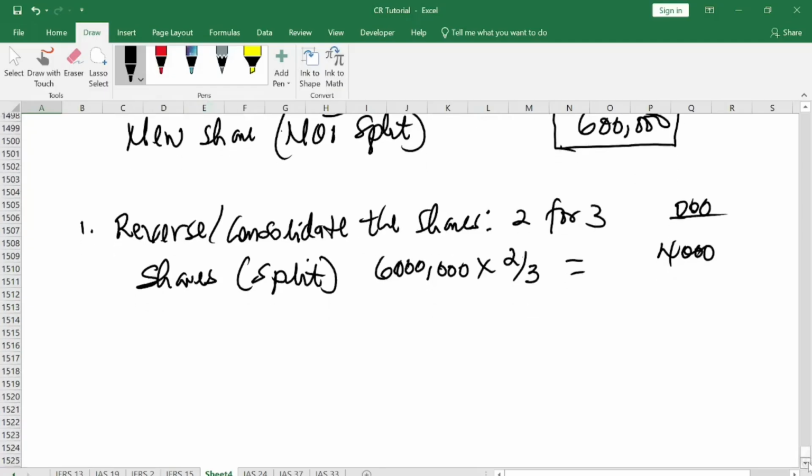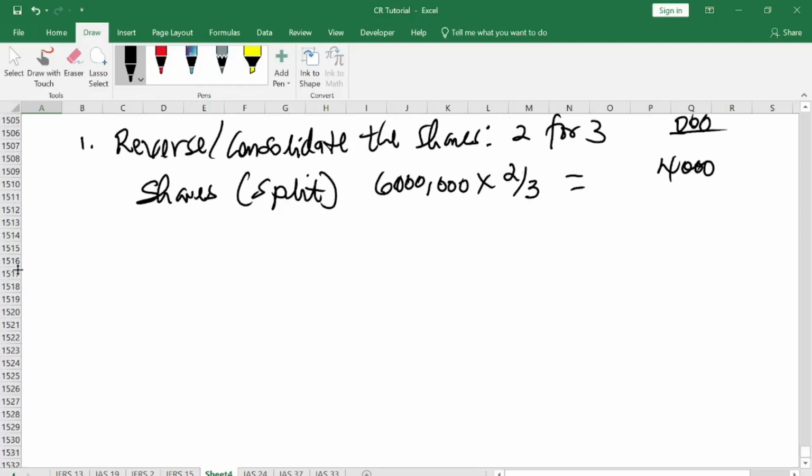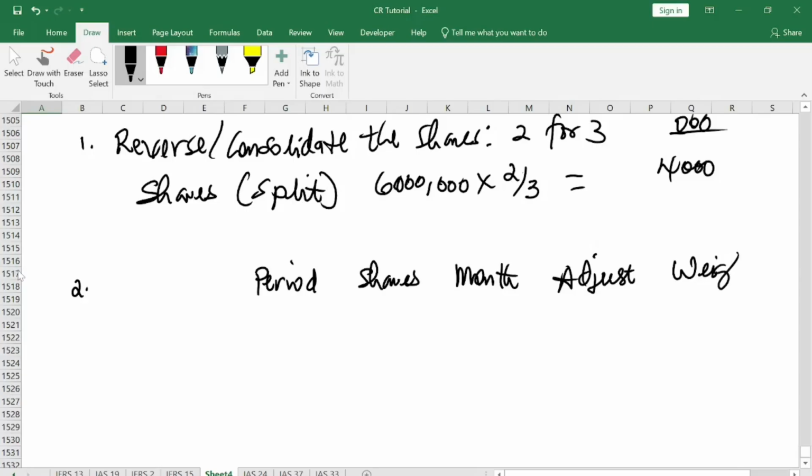Okay, so let us do our table. The second point is to draw your table. You have your period, shares, month, adjustment, and then your weight. You have your outstanding shares, and the date was 1st June 2024. You have your shares that you have reversed. Understand?